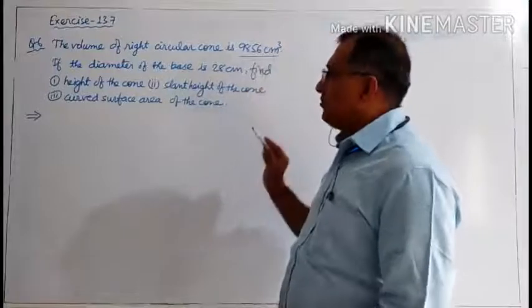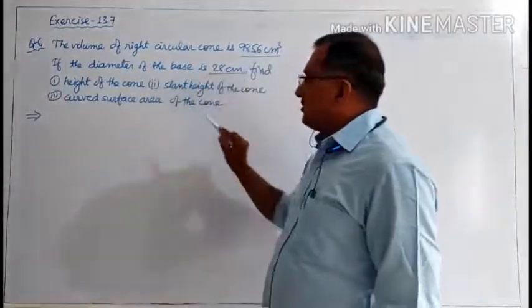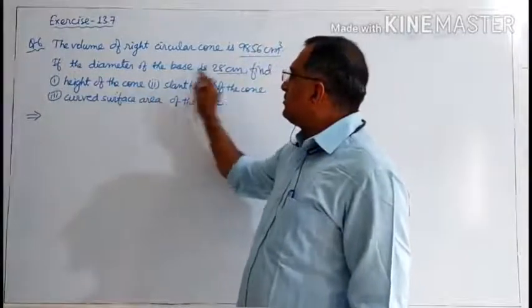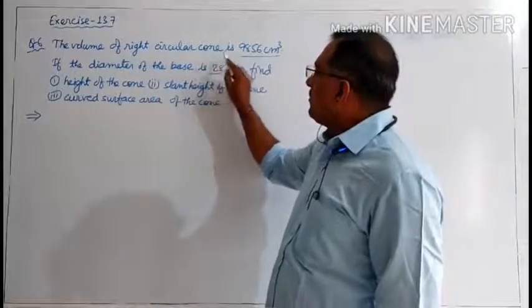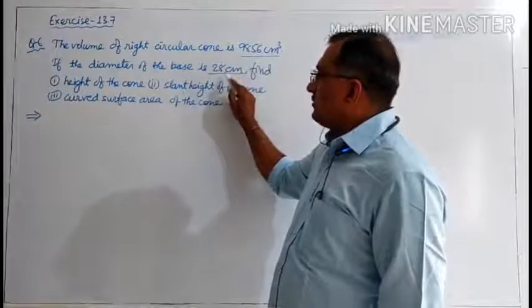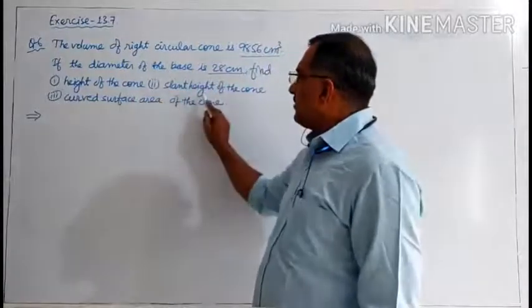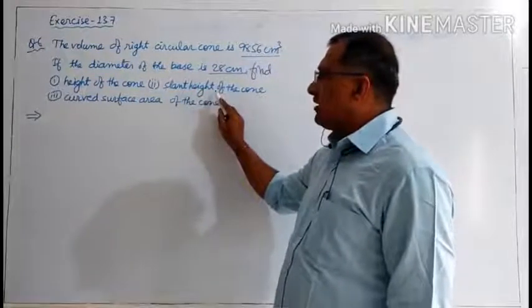9856 centimeter cube. If the diameter of the base is 28 centimeter, then find height of the cone. So first of all, volume of the cone is 1 by 3 pi r square h. So volume is given, radius we'll get from this, then we can find height. Now we know the radius and height, then we can find slant height. So find the slant height of the cone.